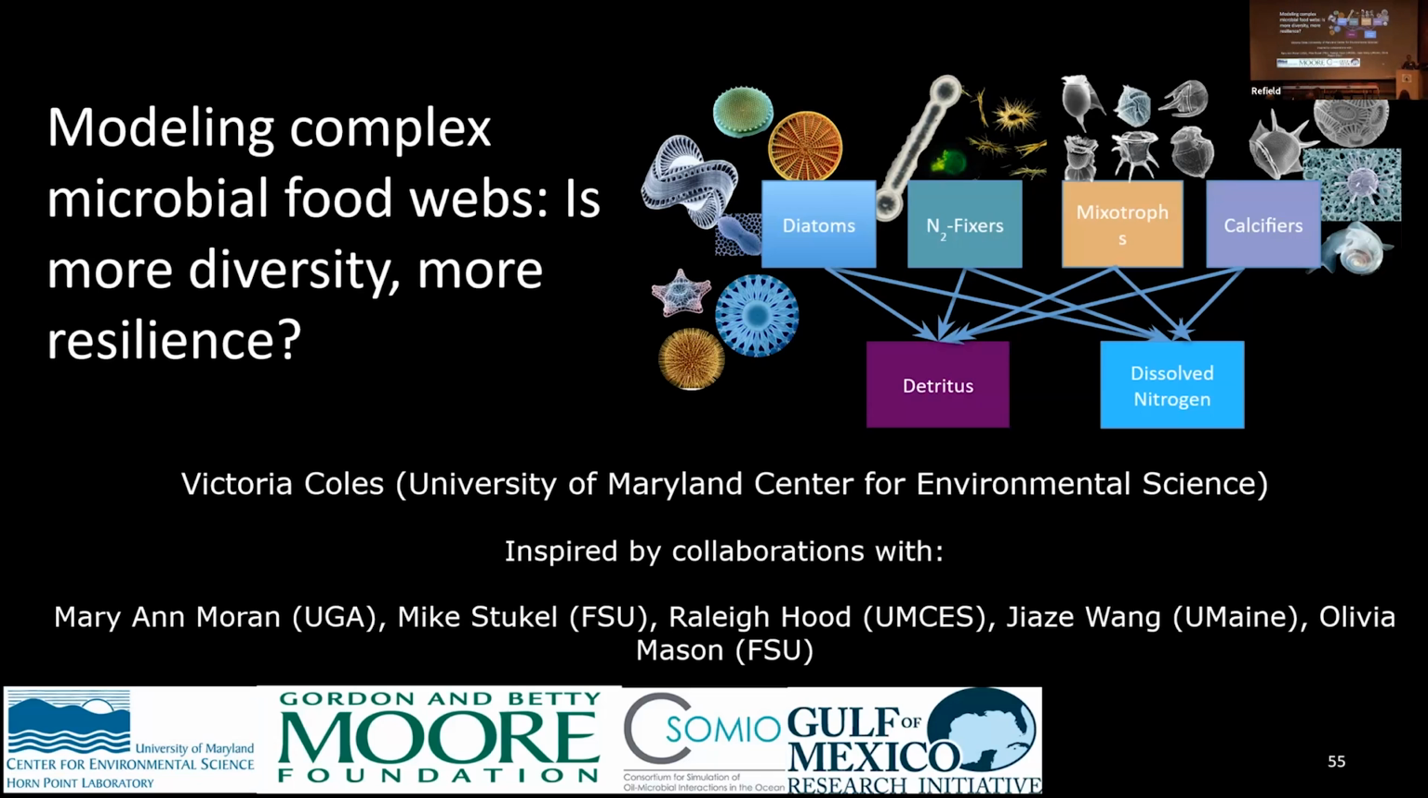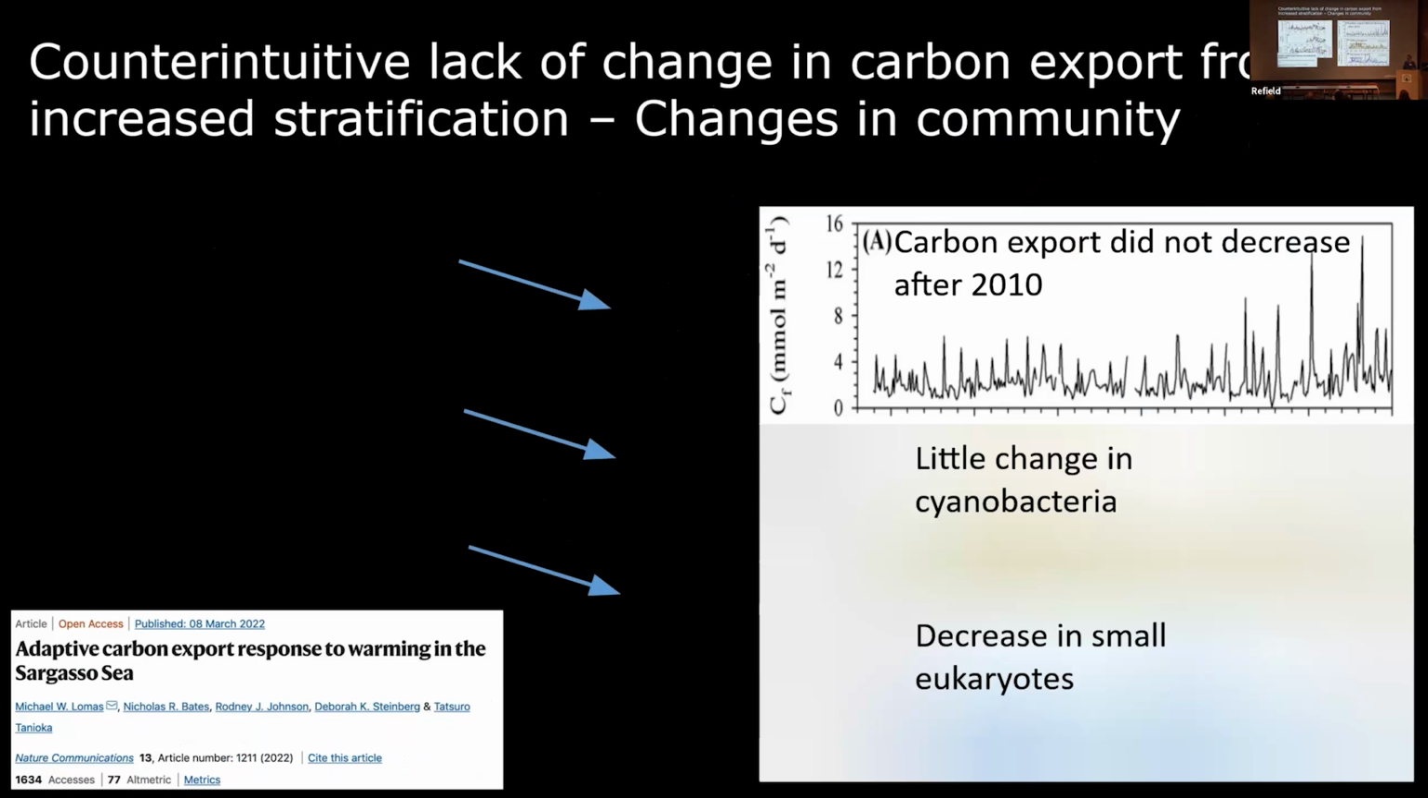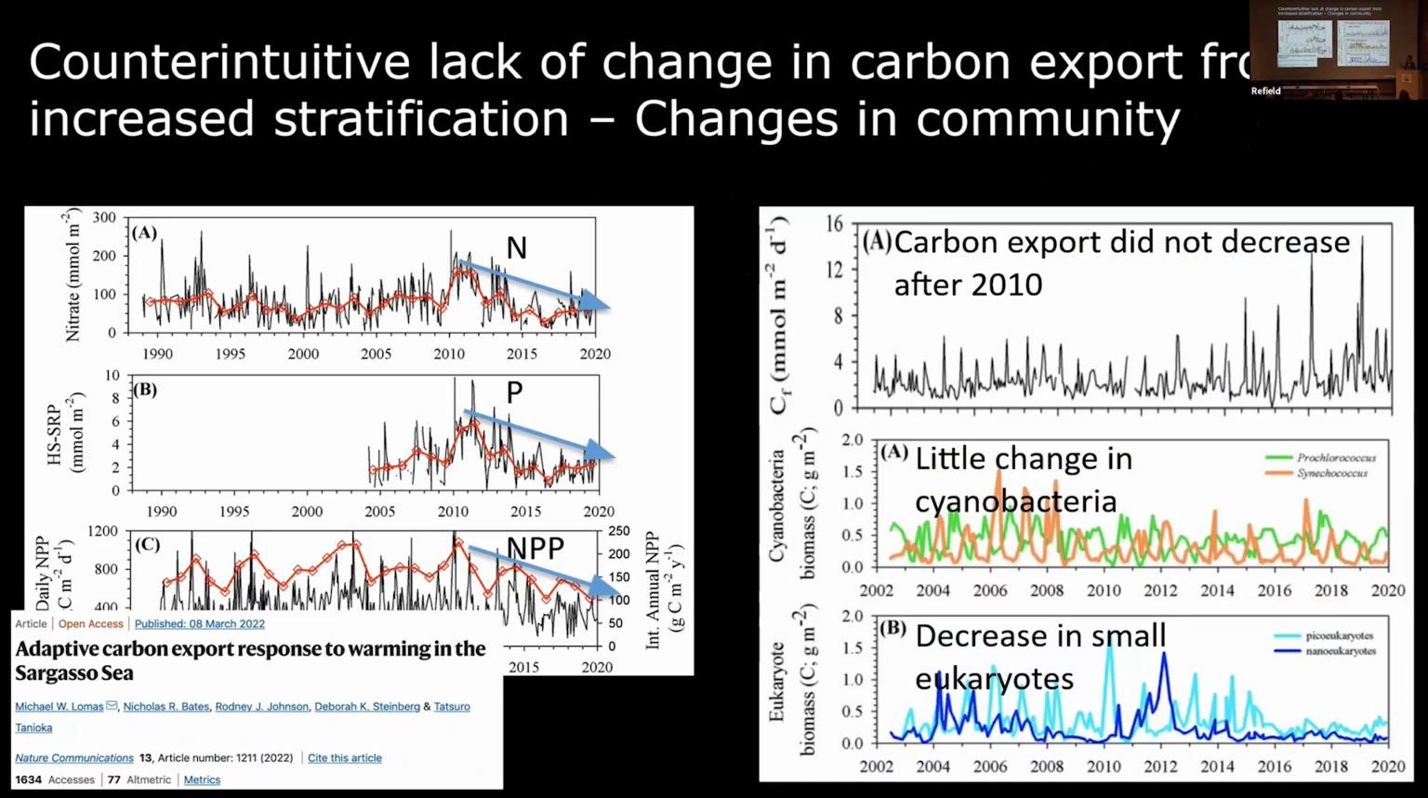All right, so this is my very brief take on asking what kinds of models we can use to ask questions of diversity and resilience. This was motivated by a recent paper by Mike Lomas and his colleagues, many OCB friends, in which they showed that at the Bermuda Atlantic Time Series station, there's been a recent trend of a decline in nitrogen, phosphorus, and net primary productivity in the upper ocean that are caused by an increase in temperature and stratification.